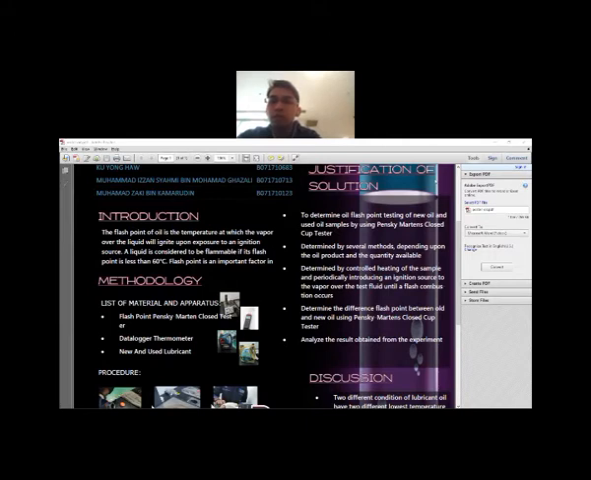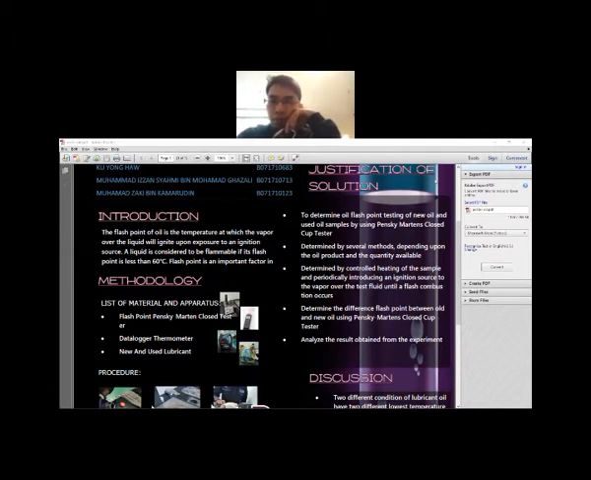The lifespan of an oil product can be determined by several methods depending upon the oil product and the quantity available. In each method, the flash point is determined by controlled heating of the sample and periodically introducing an ignition source to the vapor over the test cup until flash combustion occurs. The two prevailing methods are open and closed cup, referring to the degree of exposure to the atmosphere. Closed-cup methods are enclosed, resulting in less variability due to ambient conditions. Other variables between methods are rate of heating, frequency of ignition, sample volume, and presence of flaring.